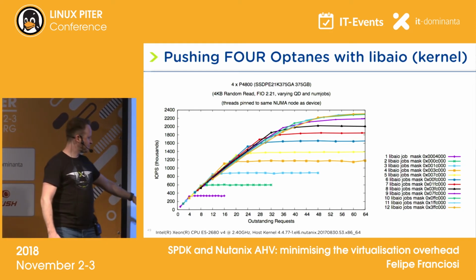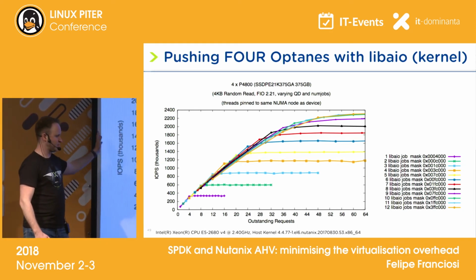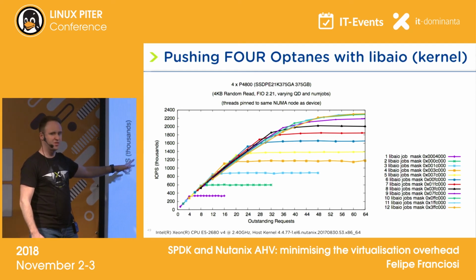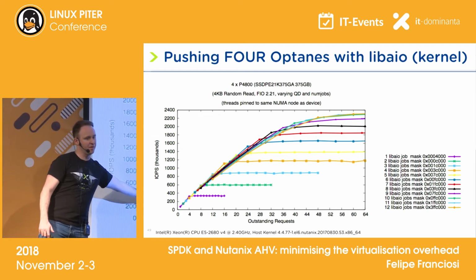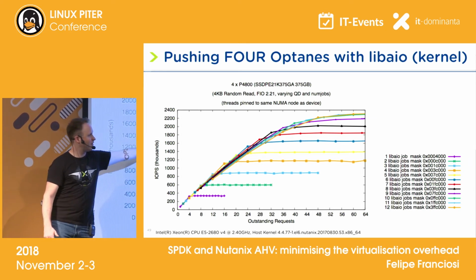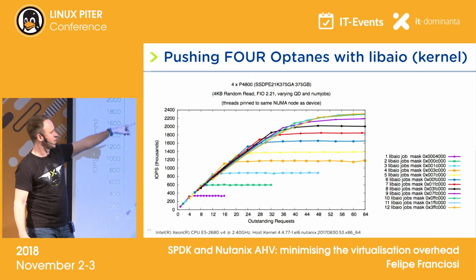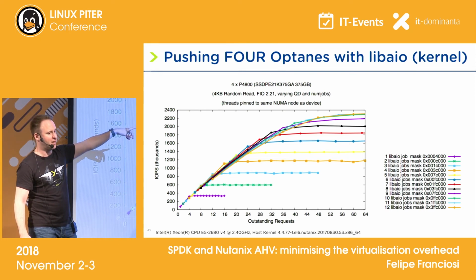You can see that this is a different class of CPU. These measurements were done a while back, so the numbers don't add up with the rest of the things I presented. But you can see that one CPU in the kernel is down here. Then 2, 3, 4, 5, 6, 7. You get to 12 CPUs in the kernel, you can get to the 2.4 million IOPS.